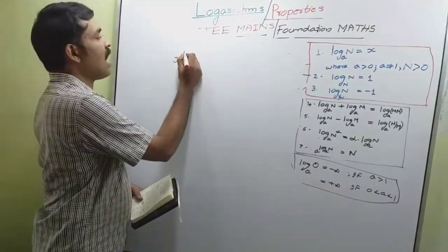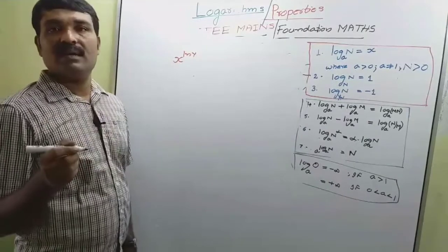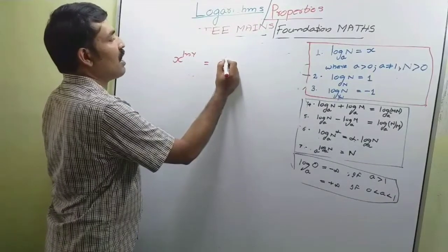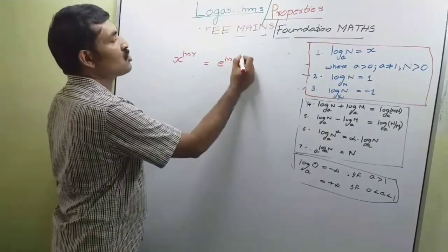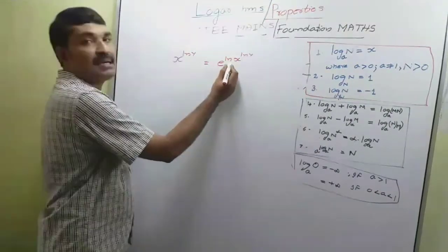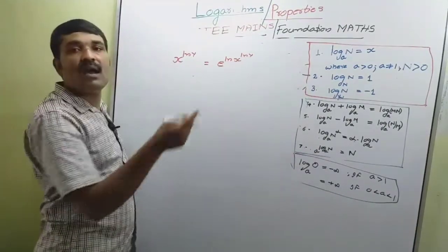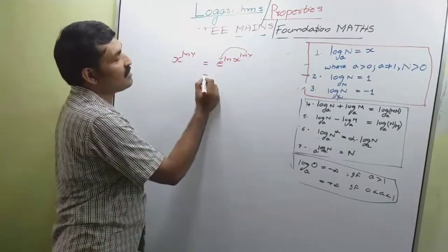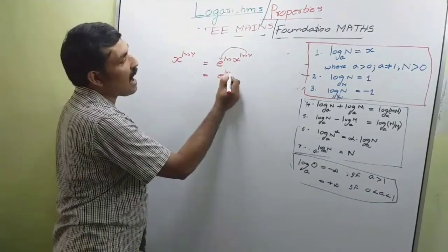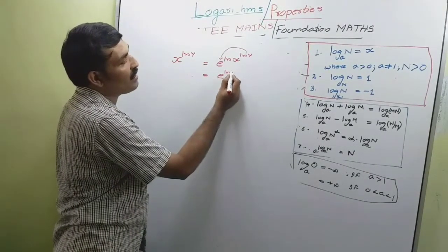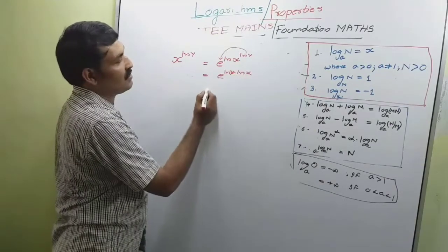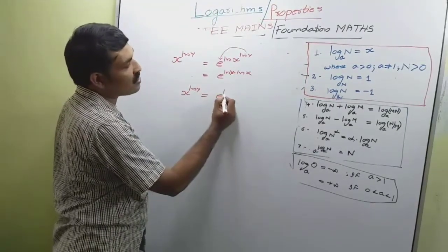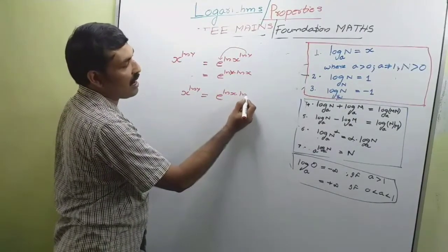x raised to ln y. Okay, we can write this as equal to e raised to ln x raised to ln y. Here base is e and e get cancelled. So this is equal to x raised to ln y. Now this will jump here. So we can write this is equal to e raised to ln y into ln x. Okay, that is x raised to ln y is equal to e raised to ln x into ln y.